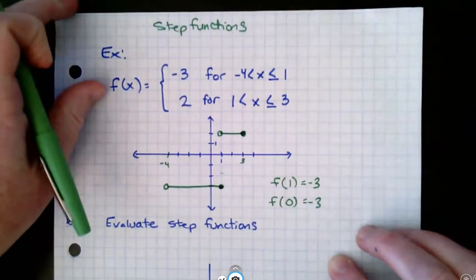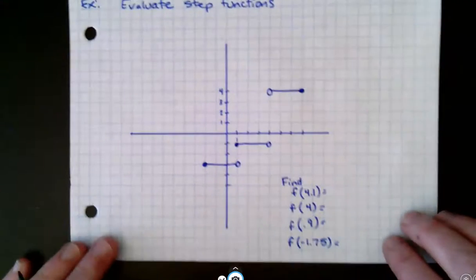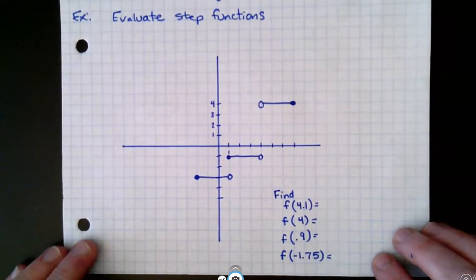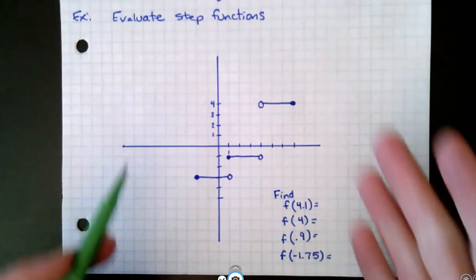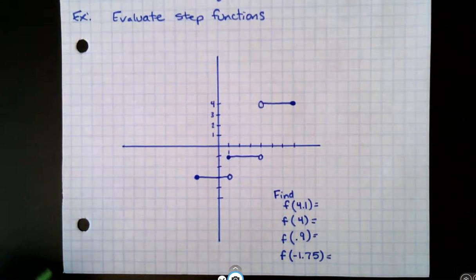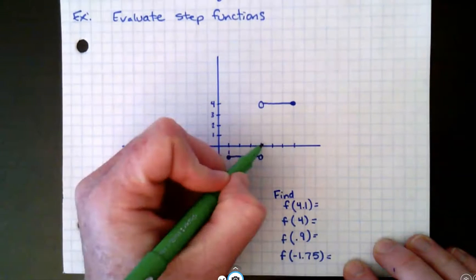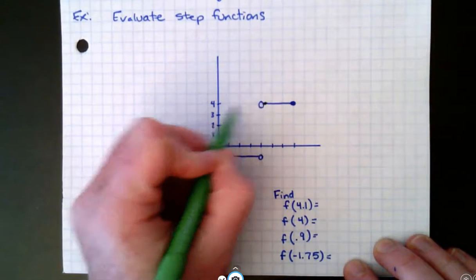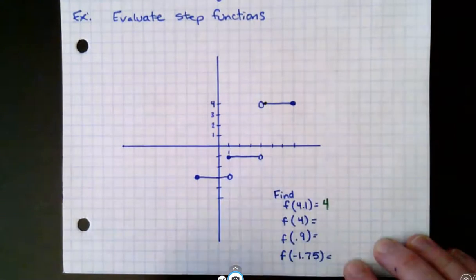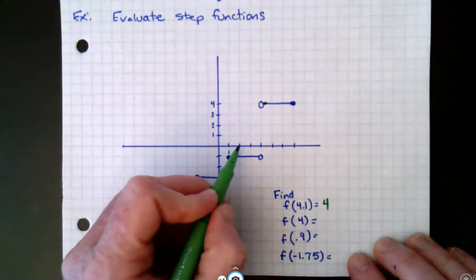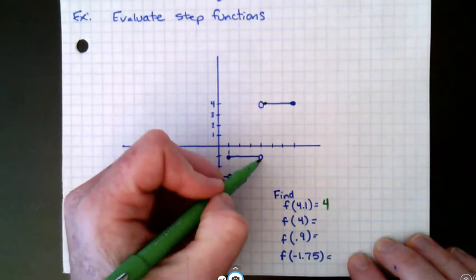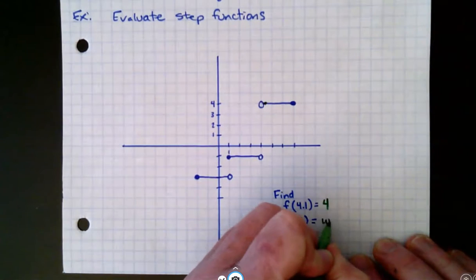All right, so let's take a look at a type of problem that would ask you to actually evaluate step functions. So this is our function. Find f of 4.1. 1, 2, 3, 4.1 would be right here, so the output is 4. f of 4, uh-oh. That is undefined.